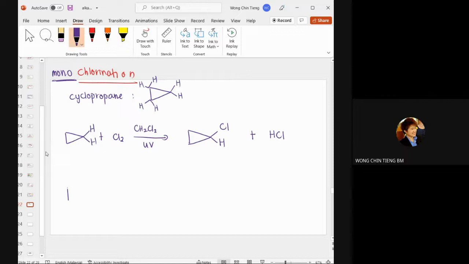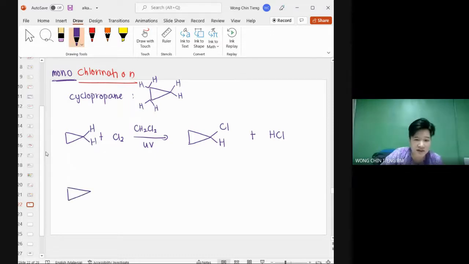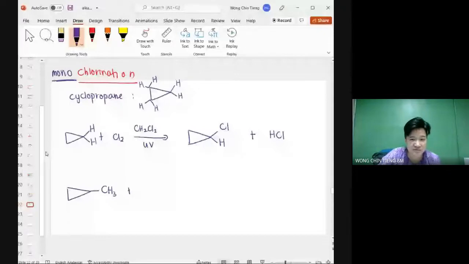What about a methyl cyclopropane? We will have quite a few products over here. Okay, I will have Cl2, UV.